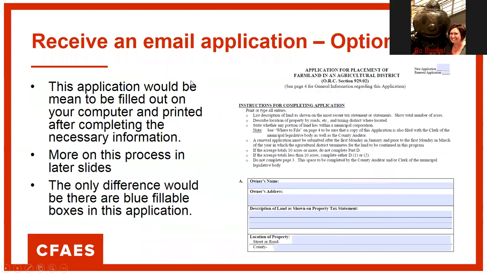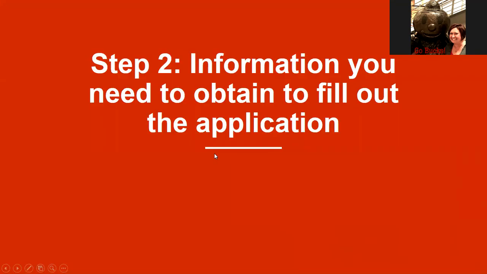The other way would be to receive that email application, and the difference is that it looks like there are some blue boxes that you will actually type into. Once you type in all the information that we need, then you'll print the application instead of printing it first. So we're going to go through that process of filling it out.